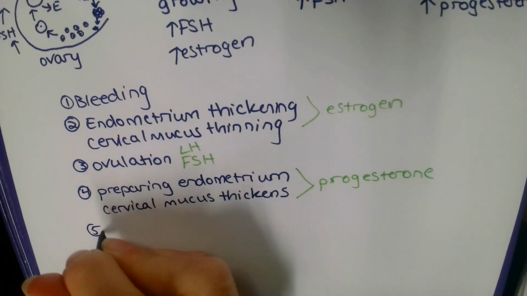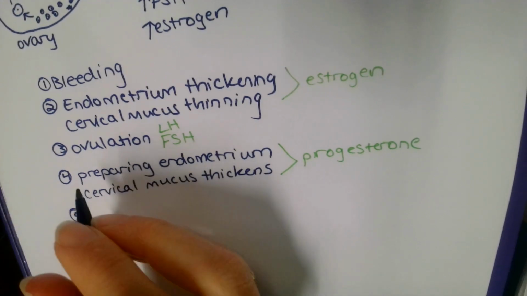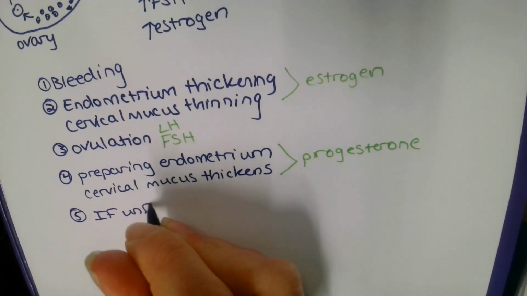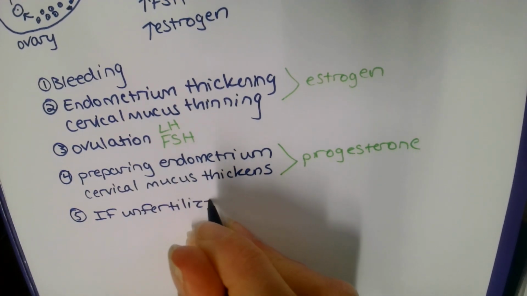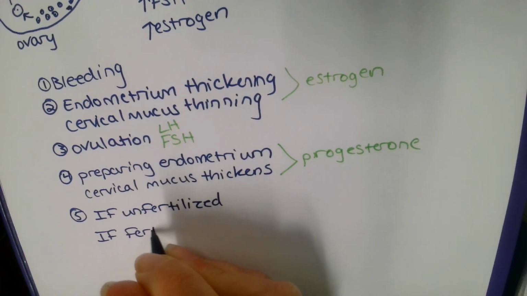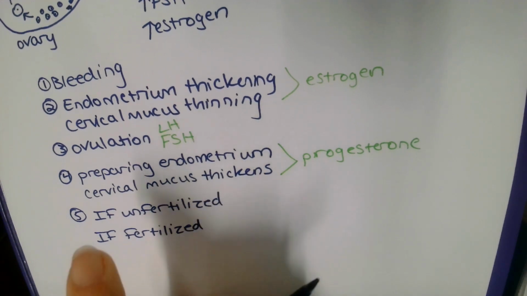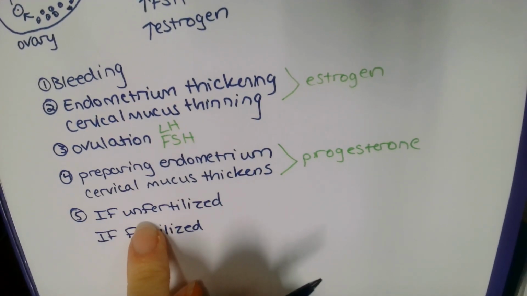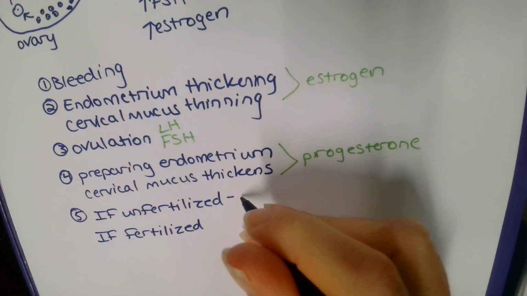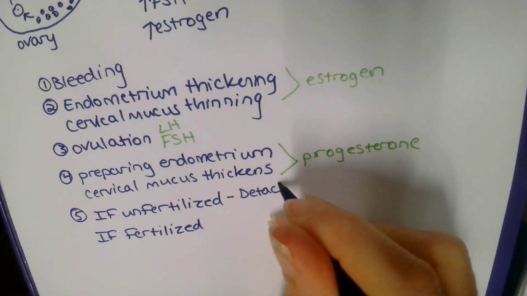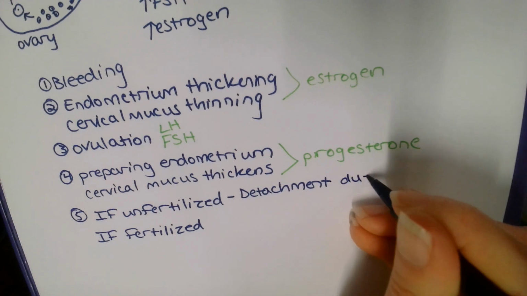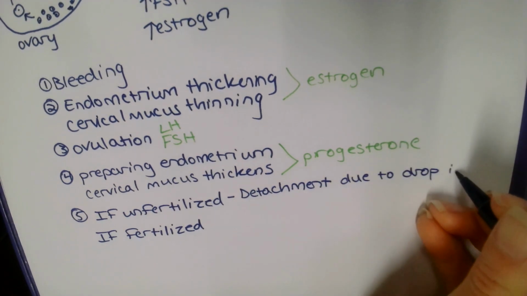All right, the fifth thing that happens is a little bit of a choose your own adventure, because if the egg is unfertilized, something different happens than if the egg is fertilized. So if the egg is unfertilized, then the corpus luteum is going to break down and the endometrium is going to detach. It's called detachment, and it's due to a drop in progesterone.